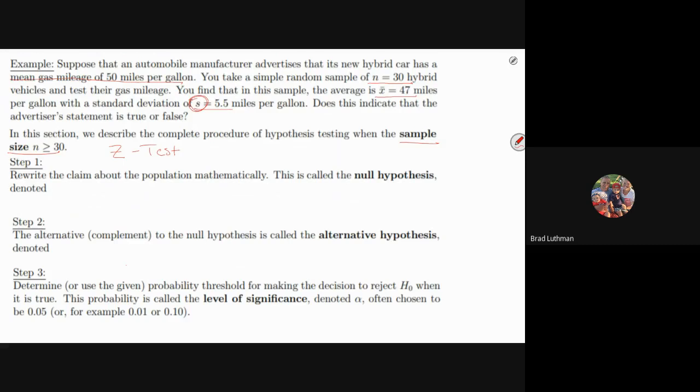This is rewrite the claim about the population mathematically. So the advertisement makes this claim. Our null hypothesis, as it's called, and we'd write H sub 0 stands for null in our stats mathematical world, is that the population mean is 50 miles per gallon. All right. It's very important that you use the population mu here, as it were, because that's what we're trying to test upon. We already know what our sample standard deviation is, so we don't want to use x bar.